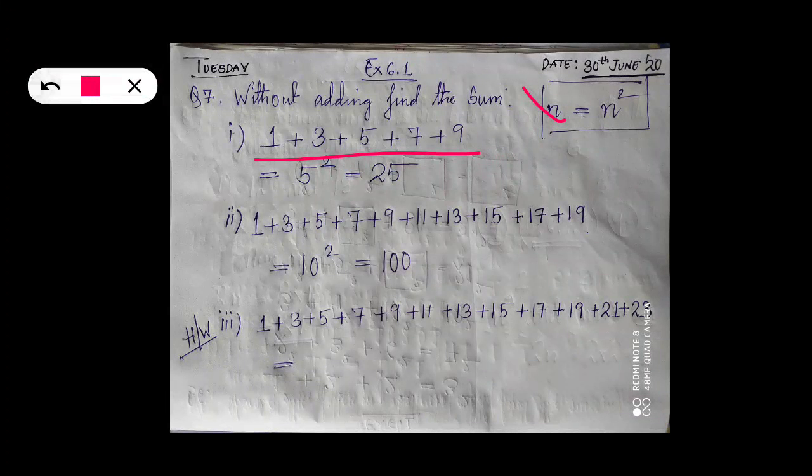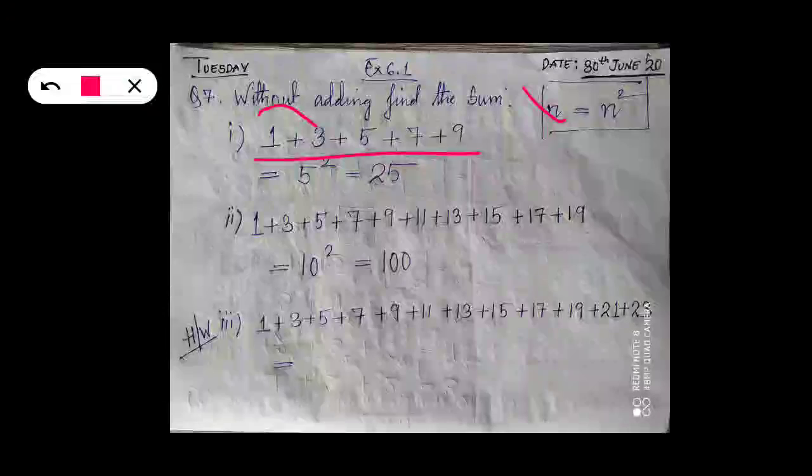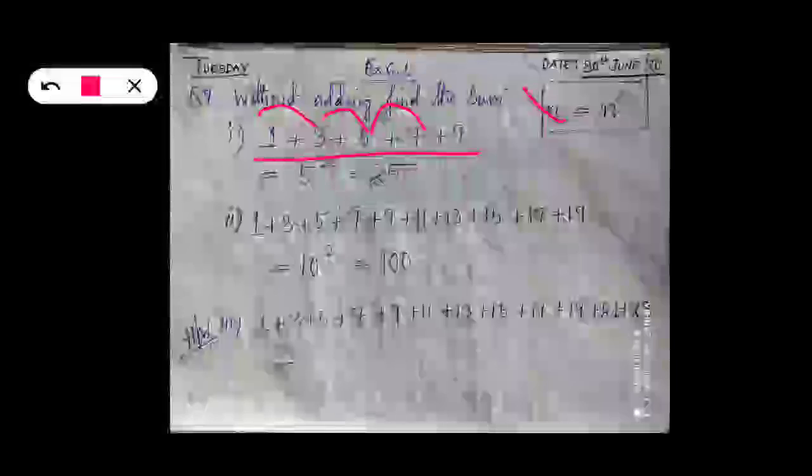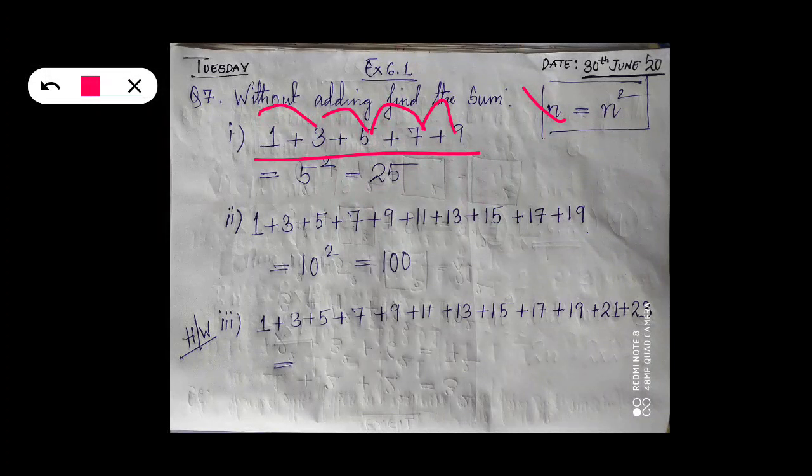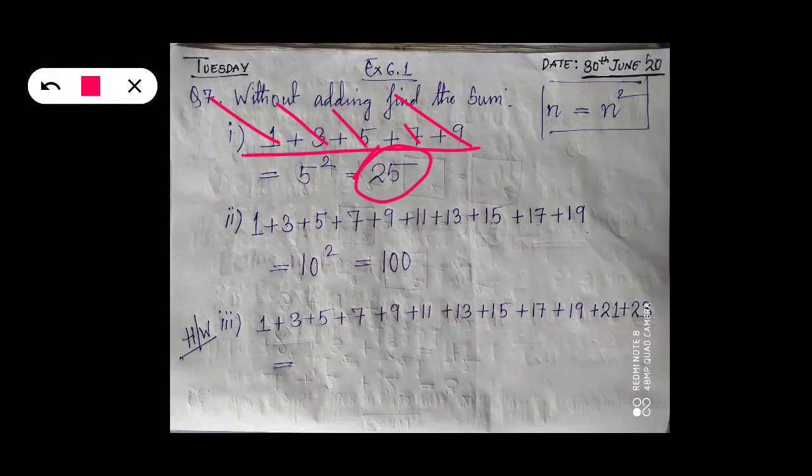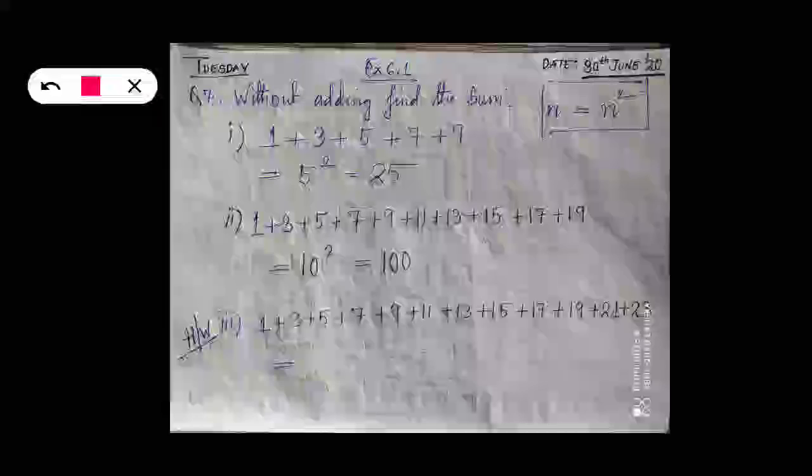Just check. 3 plus 1 gives you 4. 4 plus 5 gives you 9. 9 plus 7 gives you 16. And 16 plus 9 gives you 25. But we don't have to add it. We can easily find it by counting the numbers: 1, 2, 3, 4, 5, and 5 square is 25. So the sum of these 5 odd numbers is 25. It's very easy and very interesting, a trick in mathematics, isn't it?